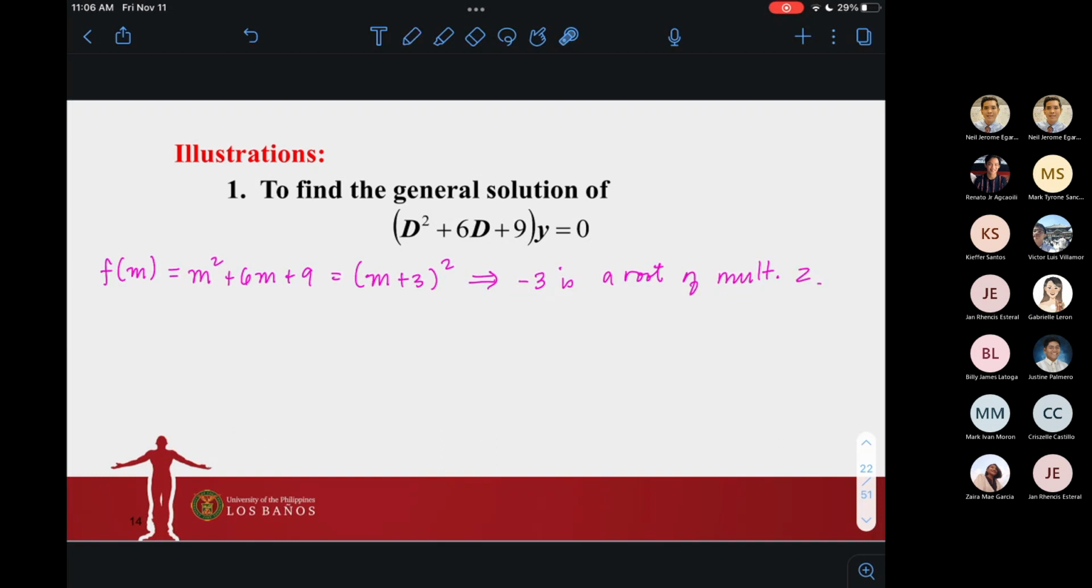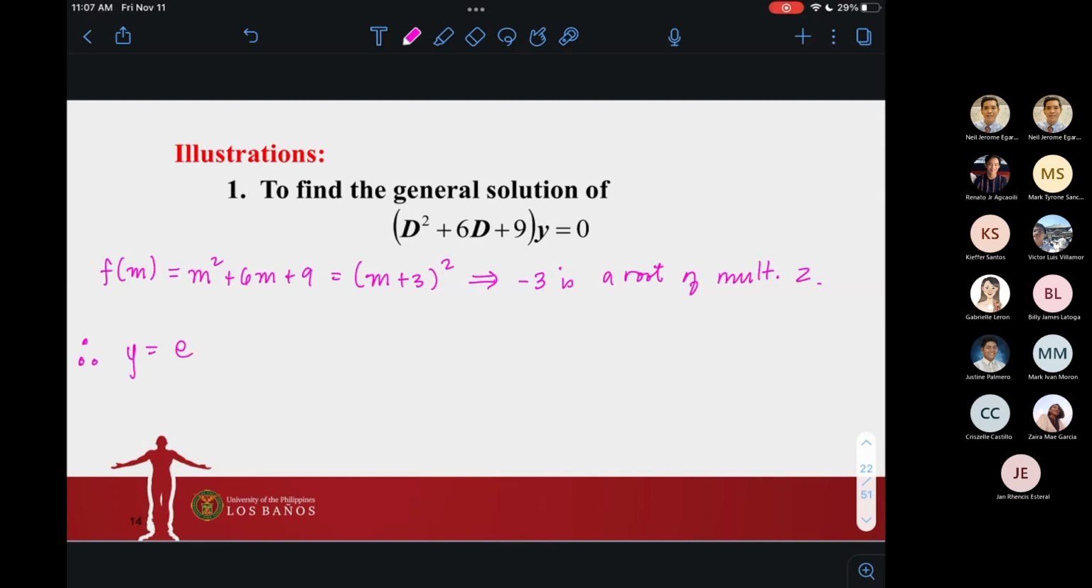Kasi yung m plus 3 ay twice nag-appear as a factor of the auxiliary polynomial. So naulit si negative 3 as a root 2 times. Kasi meron kang factor na m plus 3 na 2 beses. So si negative 3, 2 beses din na naging root ng auxiliary polynomial. Sabi ng case number 2, kapag ka meron kang nauulit na root, ang general solution ay ganito yung itsura.